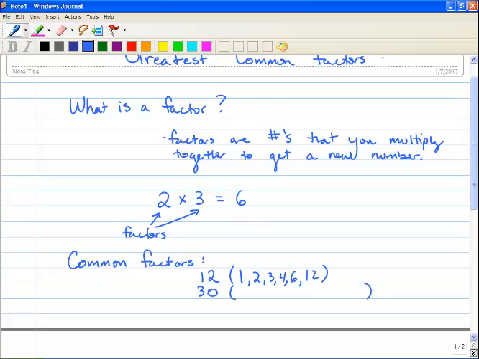We'll do the same thing for 30. 1 and 30. 2 and 15. 3 and 10. 5 and 6. Those are all my factors. Now, common factors are the ones that they share. So we've got 1, we've got 2, we've got 3, we've got 6. And that's it. Those are our common factors. And that leads us into the greatest common factor, GCF.